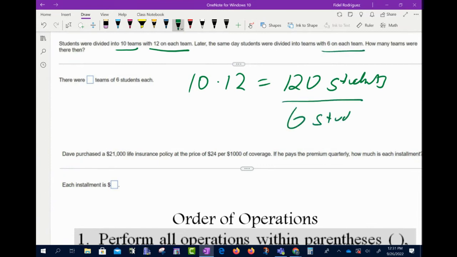So if we divide by 6 students, because we're going to get groups of 6, 6 goes into 120 what, 20 times? So there are 20 teams of 6 students each.